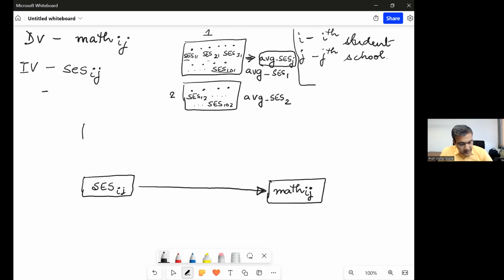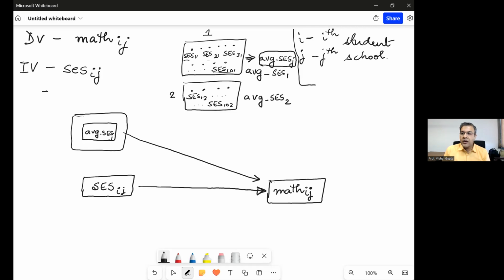So now there is a school level variable, which is average socioeconomic status J, and this can also impact mathematics performance. What does this mean? A school that is higher on average socioeconomic status is a school where wealthy children are studying. When the average is higher, it gives us an indication that this school caters to wealthy kids. A school which is lower in average socioeconomic status, we can say, is a school that is catering to a poorer population or poorer kids. So this average socioeconomic status can also have an impact.